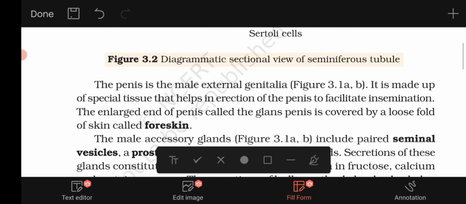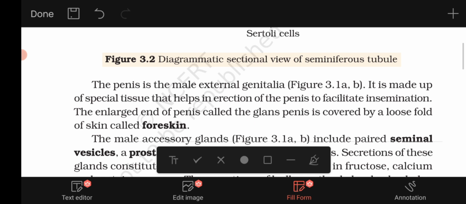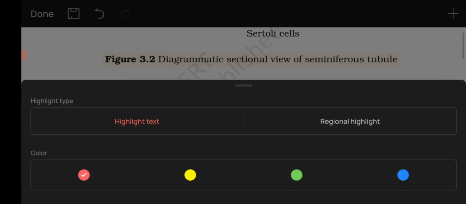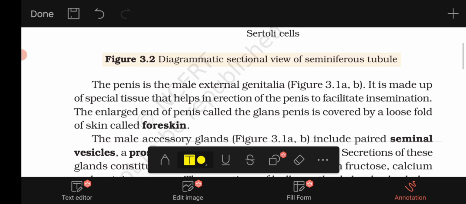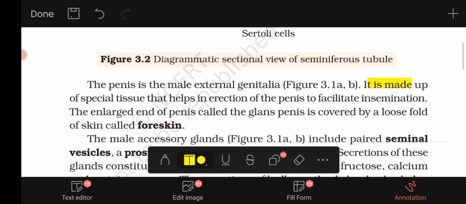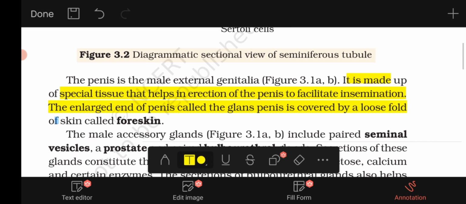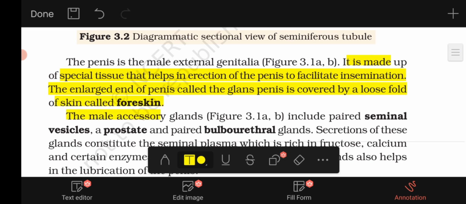Penis is the male external genitalia. It is made up of special tissue that helps in erection of the penis to facilitate insemination. What is insemination? It is the transfer of gametes, that is sperms, from the male genital tract to the female genital tract. The enlarged end of the penis is called glans penis. It is covered by a loose fold of skin called foreskin, also called prepuce.